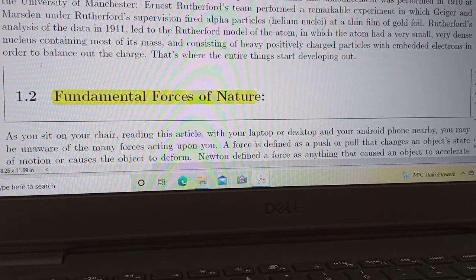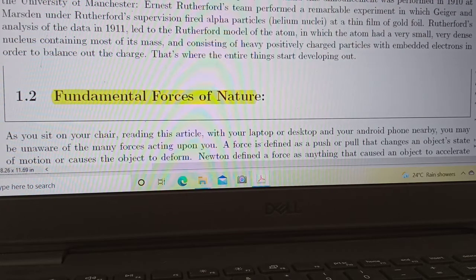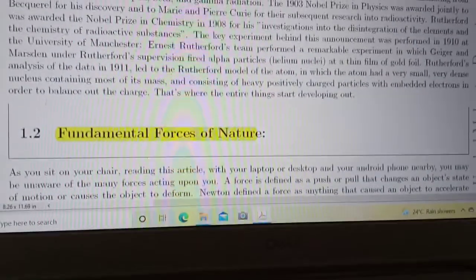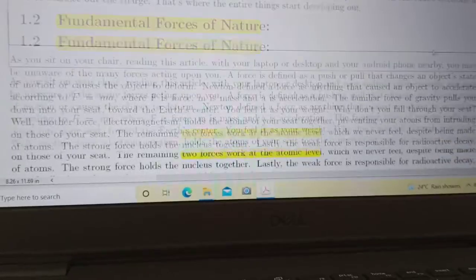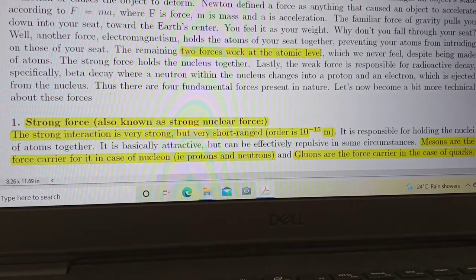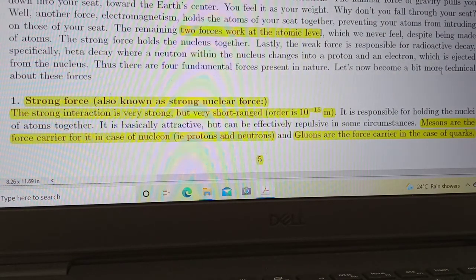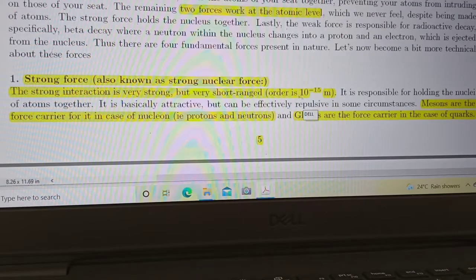Today we are discussing the fundamental forces of nature. First, we are discussing the strong force, also known as the strong nuclear force. Strong interactions are very strong but very short ranged.